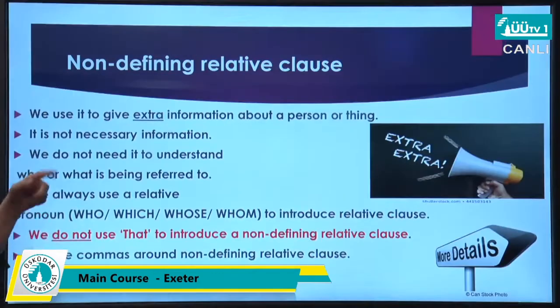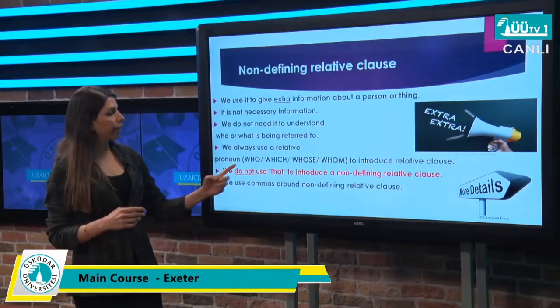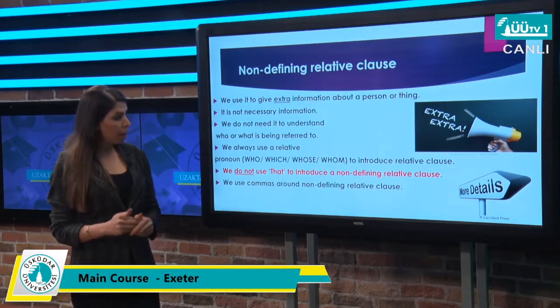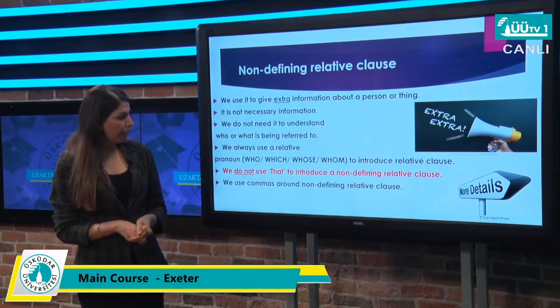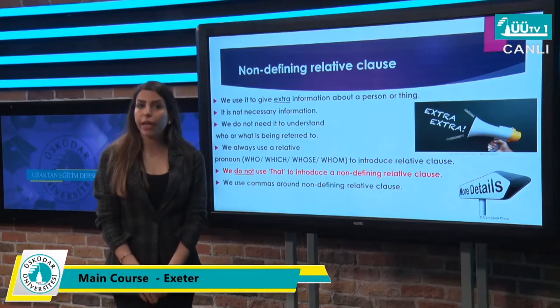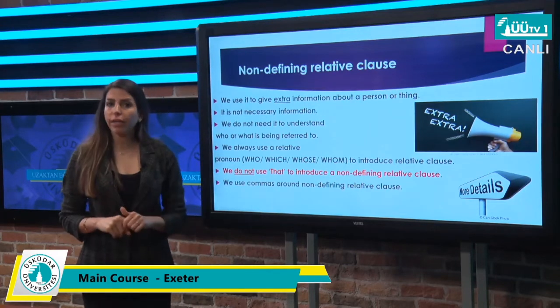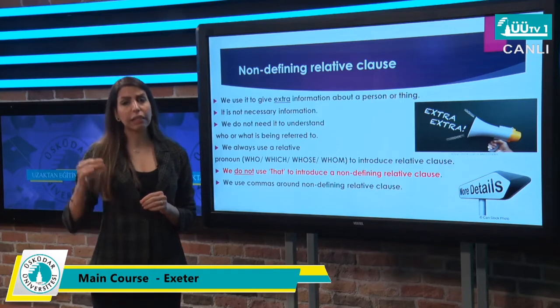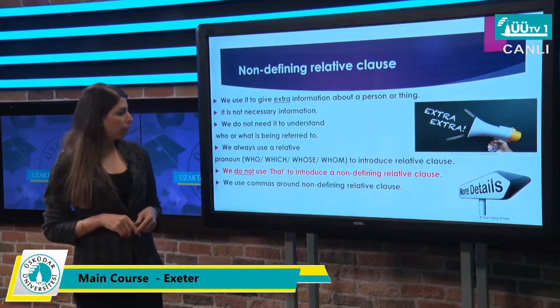Let's review the things that I had already mentioned. We use it to give extra information. They are not necessary. And also we use relative pronouns like who, which, whose, whom, in order to introduce the relative clause. I will talk about them later. But there is one important issue here: we don't have that in non-defining relative clauses. We use that in defining relative clauses, but not in non-defining relative ones. Later, we will talk about them.